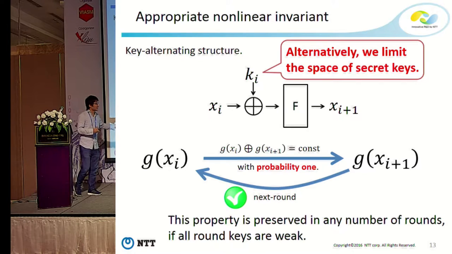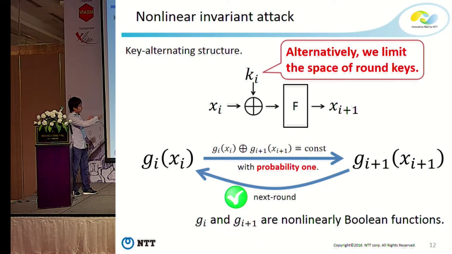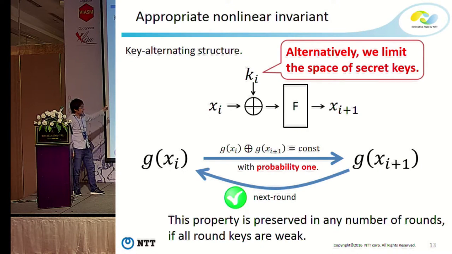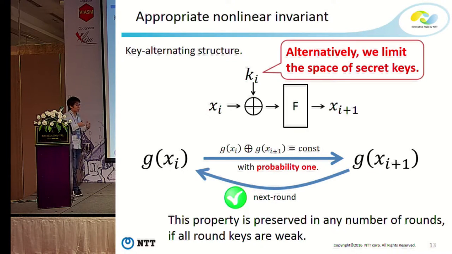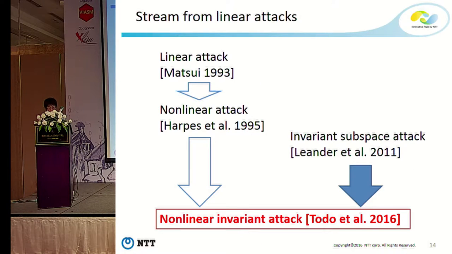For simplicity, if we can find a nonlinear Boolean function g such that g_i is equal to g_{i+1}, this property is preserved in an arbitrary number of rounds if all round keys are weak. Okay, another stream is the invariant subspace attack proposed by Leander et al. in 2011.